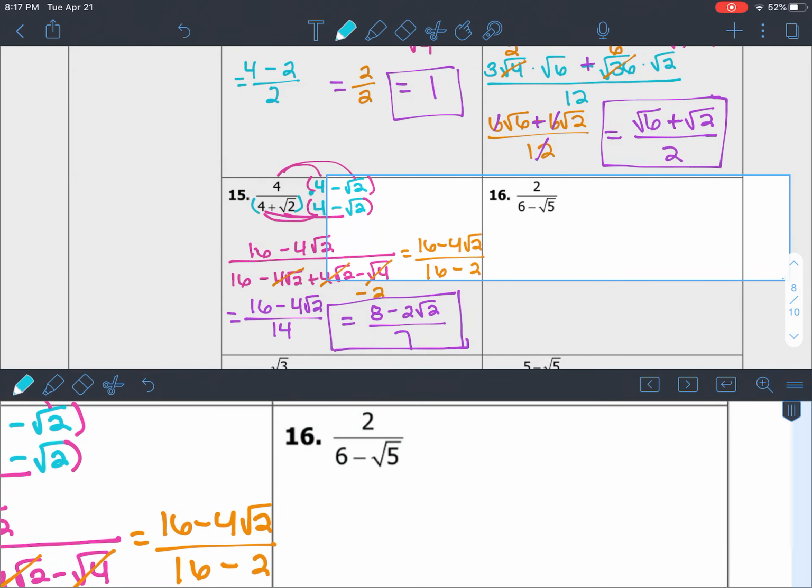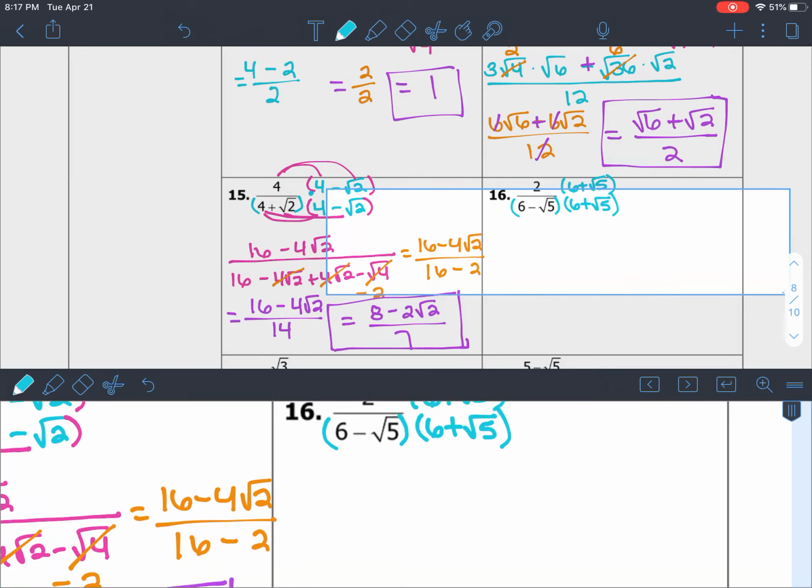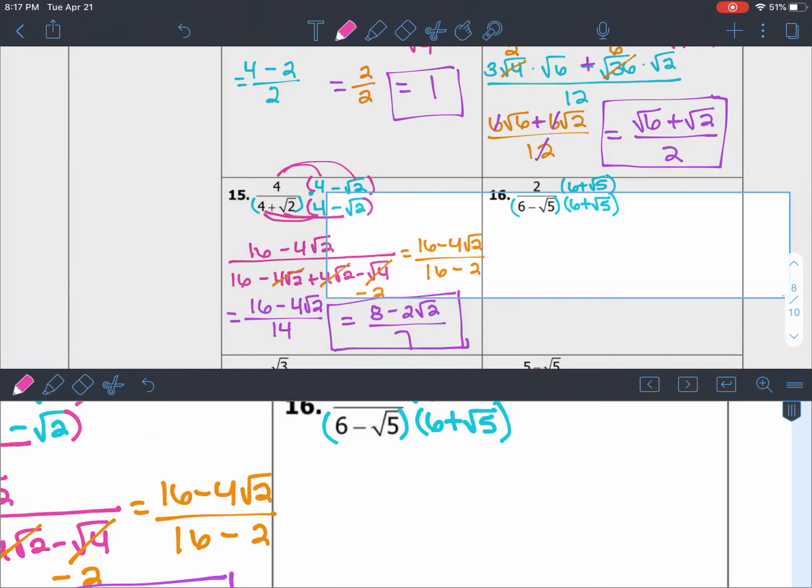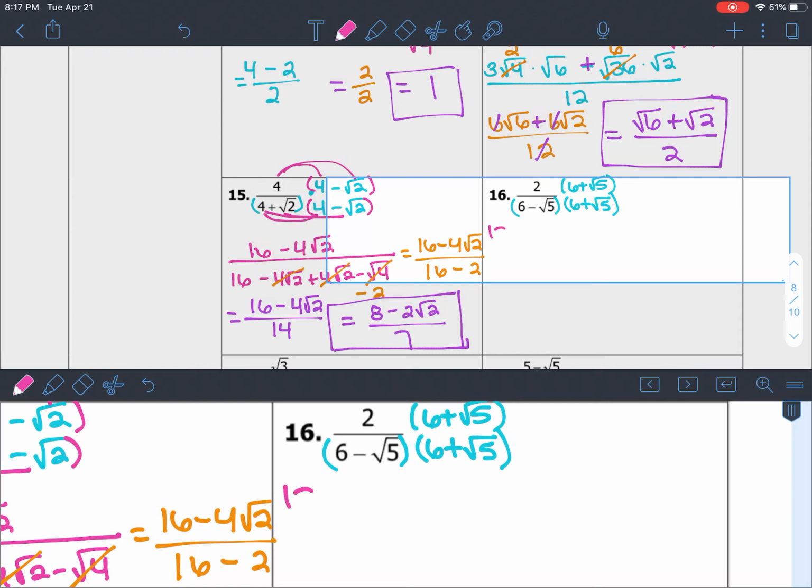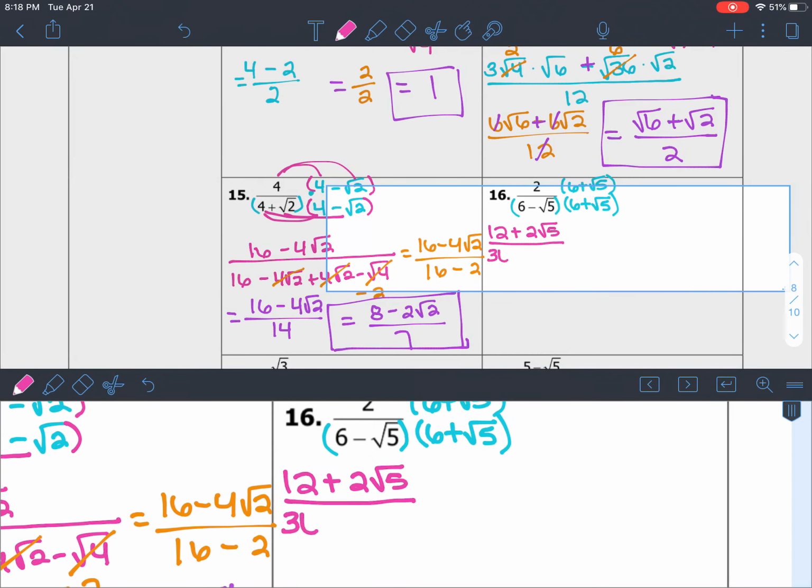So if we do number 16 here, we need to keep that as a group, and we're going to multiply by 6 plus the square root of 5. So we do the opposite of whatever sign is already there. And then when we do this, we're going to carry out that multiplication. So on top, we'll have 12 plus 2 the square root of 5. And on the bottom, we're going to end up with 36 plus 6 the square root of 5 minus 6 the square root of 5 minus the square root of 25.